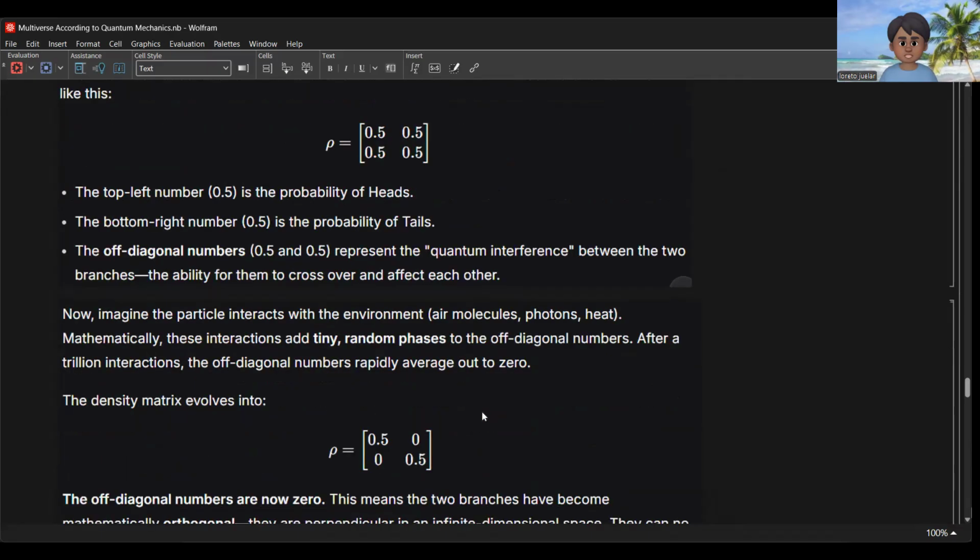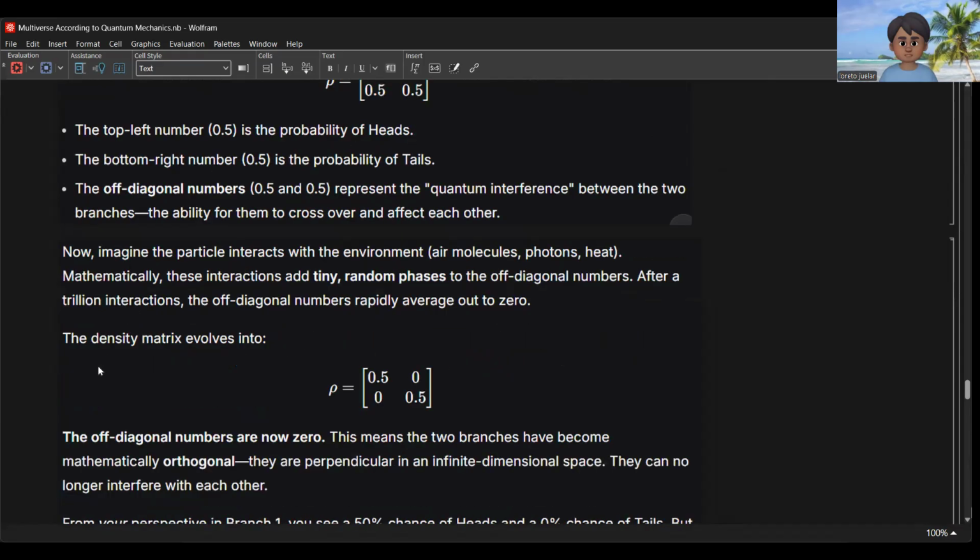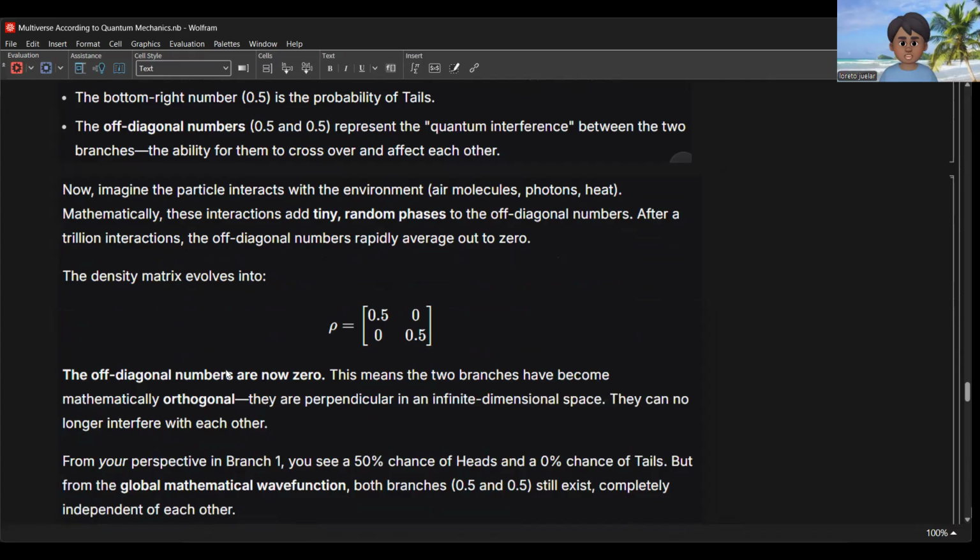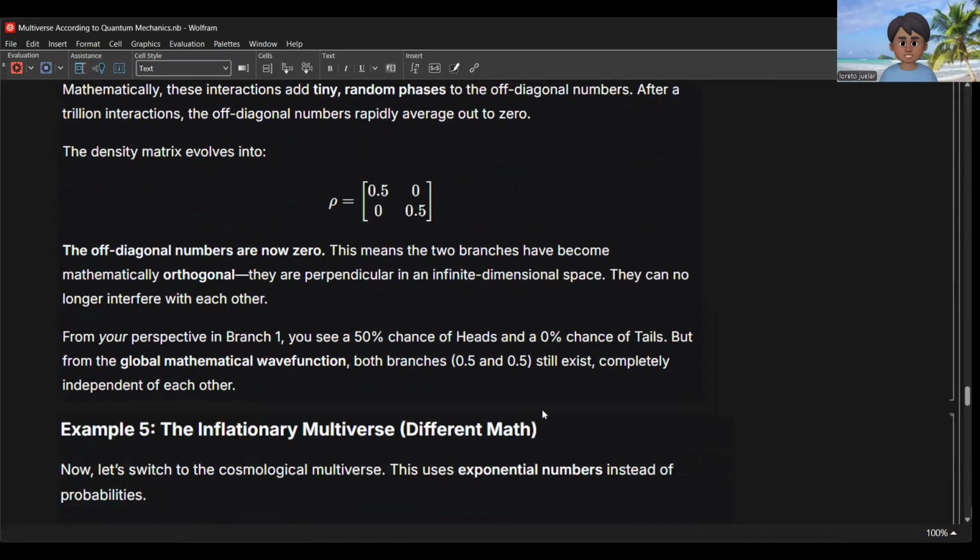Now imagine the particle interacts with the environment: air molecules, photons, heat. Mathematically, this interaction adds tiny random pieces to the off-diagonals. So after a trillion interactions, the off-diagonal numbers rapidly average out to zero. So the density matrix evolves into this one: 0.5 on the diagonals, and the off-diagonal numbers are now zero, zero. This means the two branches have become mathematically orthogonal, perpendicular in an infinite-dimensional space. They can no longer interfere with each other.